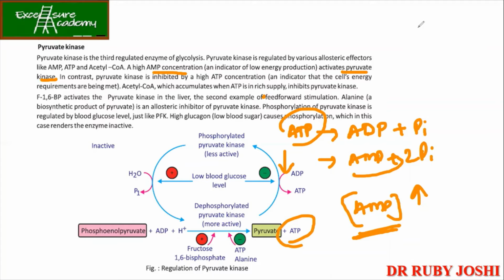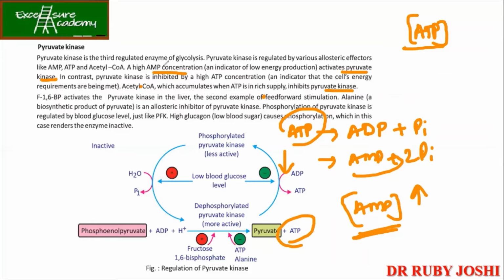If you have a high concentration of ATP, it means the cell does not need more ATP, so glycolysis should stop. Then it is going to inhibit pyruvate kinase activity. Acetyl CoA, which accumulates when ATP is in rich supply, also inhibits pyruvate kinase. We know that acetyl CoA will enter the Krebs cycle and electron transport chain and give you more ATP. So again, I don't want more ATP because the cell has sufficient ATP, and it is going to inhibit pyruvate kinase.